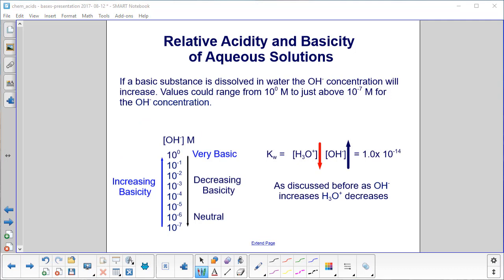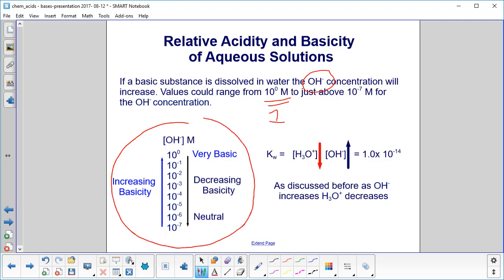If a basic substance is dissolved in water, the hydroxide concentration will increase. Values can range from 10 to the 0 molar, another way of saying 1, to just above 10 to the minus 7th molar for the OH concentration. So we have a chart here. We have the concentration of the OH minus ion, and you're very basic at 10 to the 0. You decrease your basicity until you're neutral at 10 to the minus 7th.